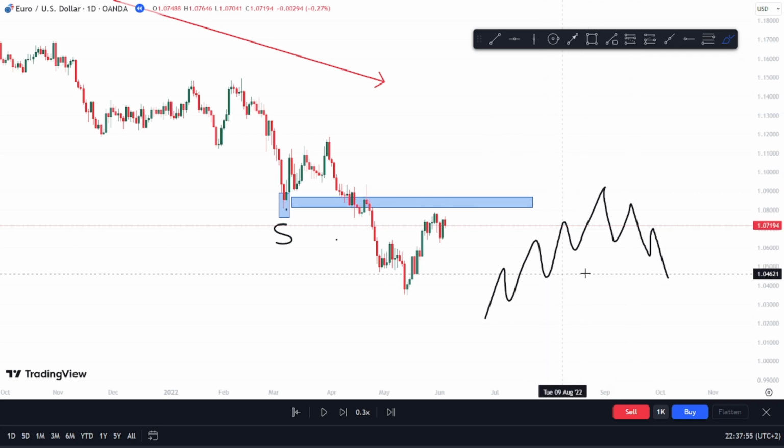Instead, you want to see the market slowing down when it gets to this level, showing you signs of weakness and starting to break structure and push into the downside. And that's when and only when you would actually start selling and pushing with the market to the downside.